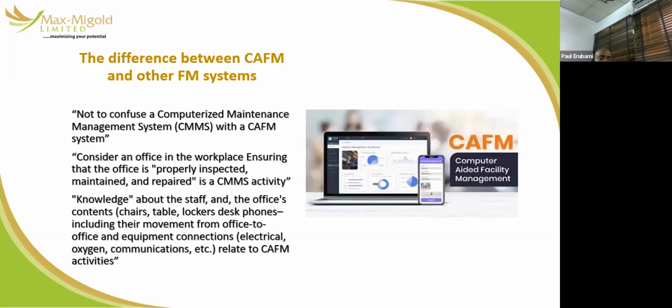For instance, let's take a real life example. Consider an office in the workplace. Ensuring that the office is properly inspected, maintained, and repaired is a complete CMMS maintenance activity. But the knowledge about the staff, the office content in terms of chairs, tables, lockers, phones, including their movement from one office to the other, and the equipment connection, electrical system, mechanical system, and communication system, are all related to what we call the computer-aided facility management system. So that is the difference between the two of them.